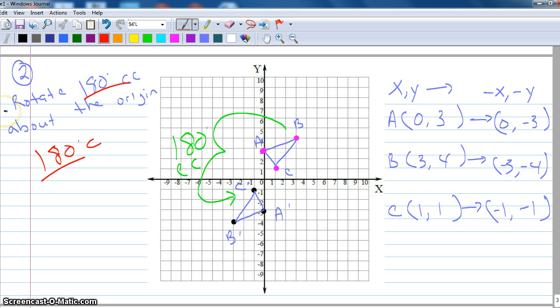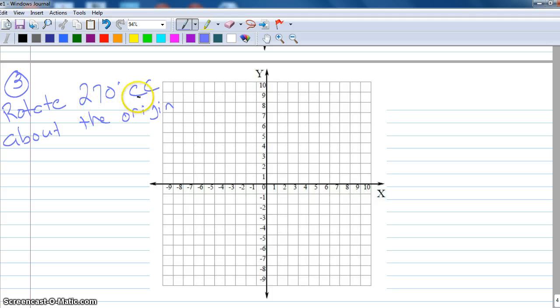So let's go to the 270 degrees now on the next example. Right, so 270 degrees counterclockwise. So let's plot the original points. 0, 3, 3, 4, and 1, 1. Then we can label.